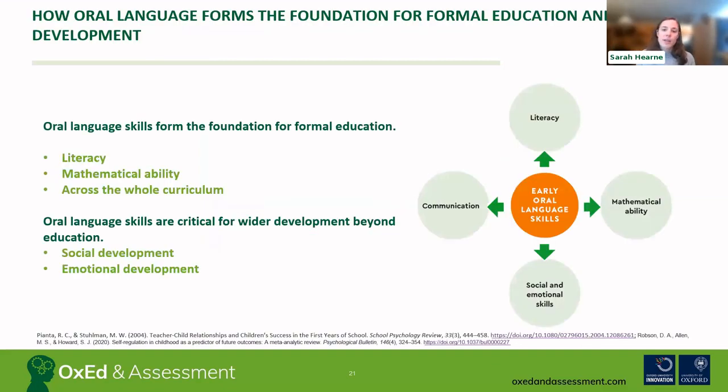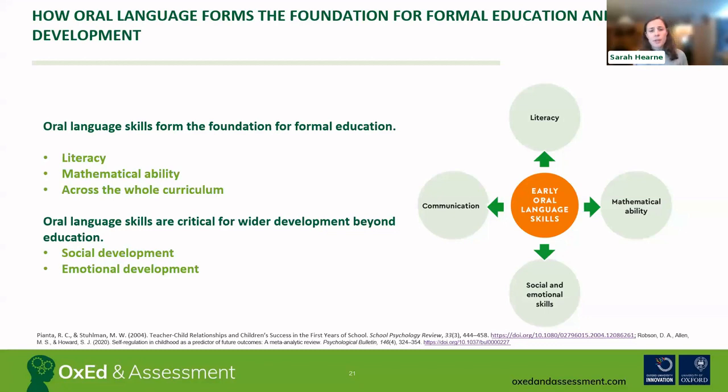So I said earlier that language underpins children's development beyond academic education. So it's also a vital component in the personal, social, and emotional development, which is obviously another prime area of the EYFS framework. So in terms of social development, children need to be able to communicate in order to build and sustain friendships, to join in with activities, and to develop that sense of belonging amongst their peers and at school. Children with better language skills also form better relationships with their teachers in the first years of school, and obviously with their peers in the classroom.